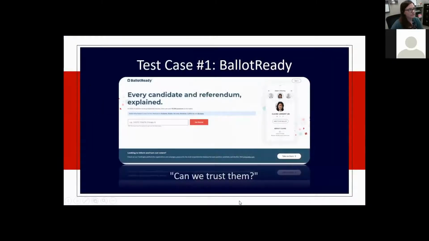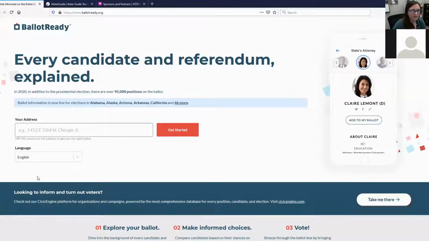Okay, so our first case is a site called Ballot Ready. I am going to go ahead and take us over to a different screen. Can everybody see that all right? Marley, you want to let me know? Yes, we can see it.